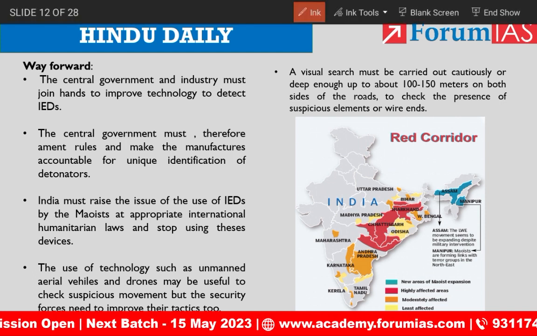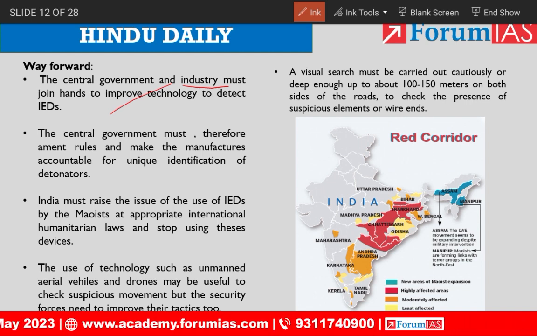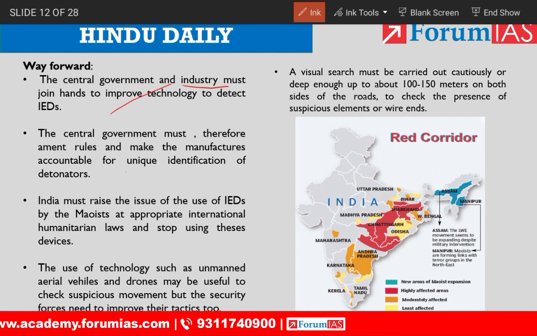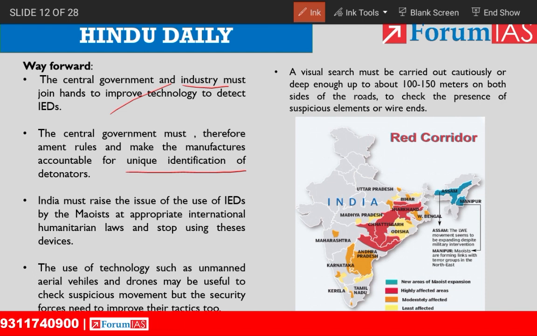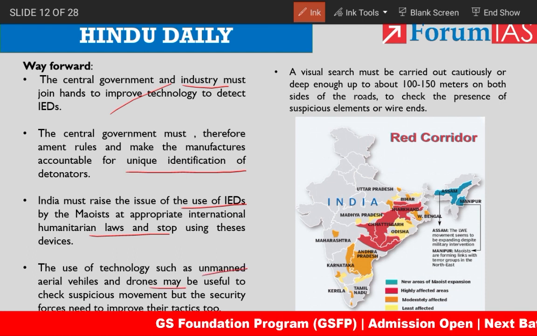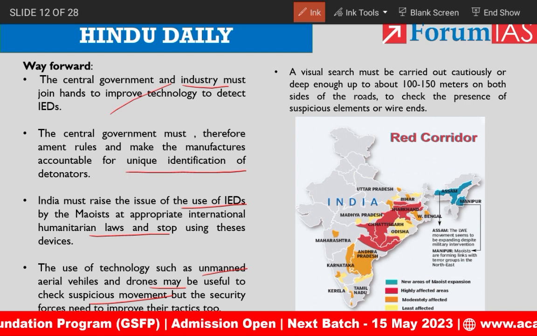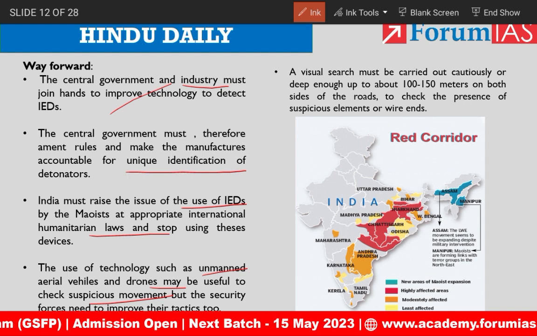The government should join hands with industry and improve the technology to detect IEDs, and the central government should amend the rules so that the manufacturers should give a unique ID to detonators, so that the government will know who the manufacturers are. And India should raise the issue of IEDs in the UN and other humanitarian forums, telling that Maoists are doing these things. They're also telling us to start using technologies such as UAVs and drones to watch for suspicious movement where security forces move. So in these areas, you use drones and UAVs.